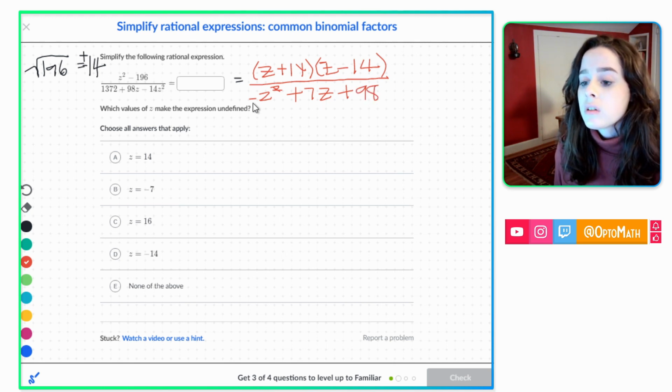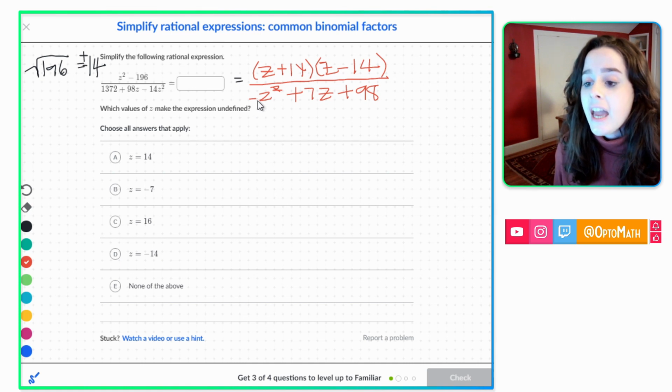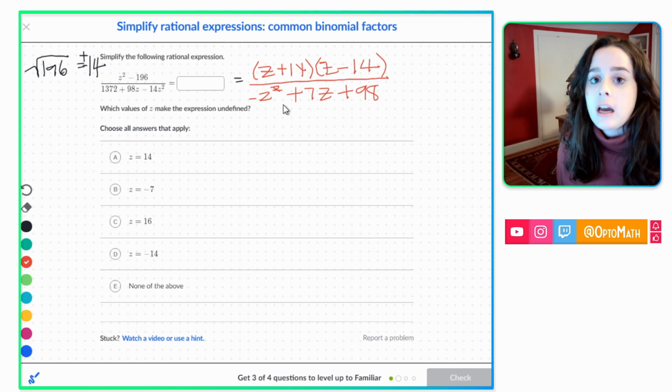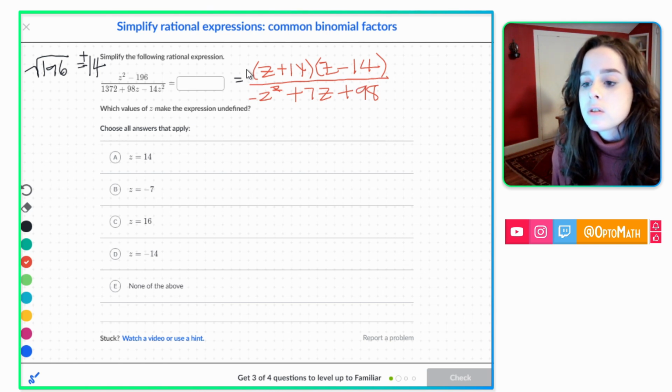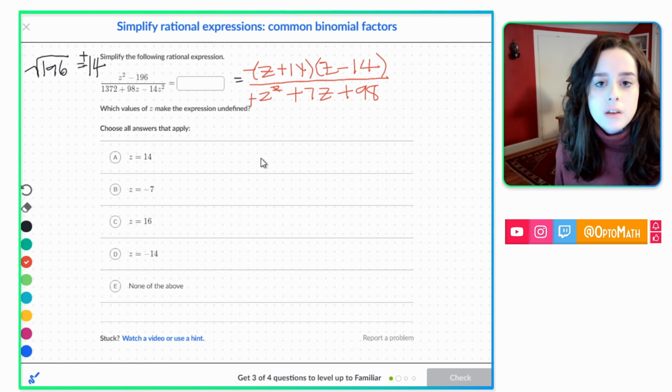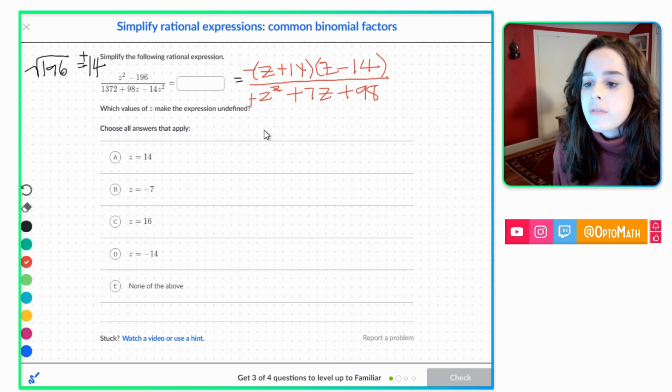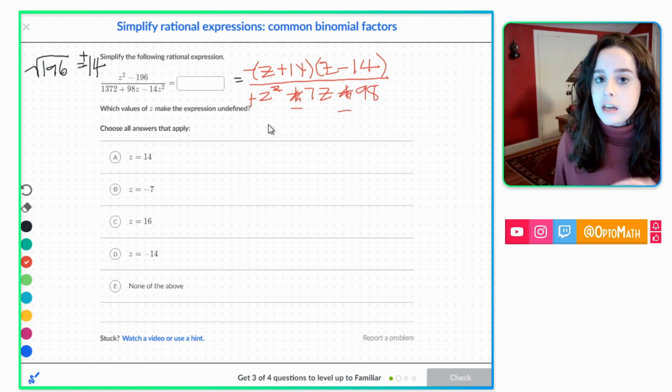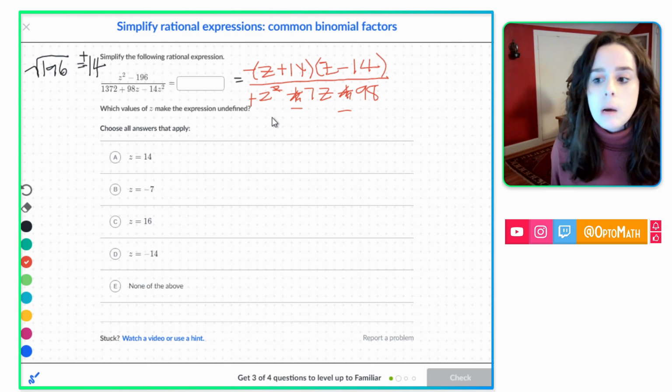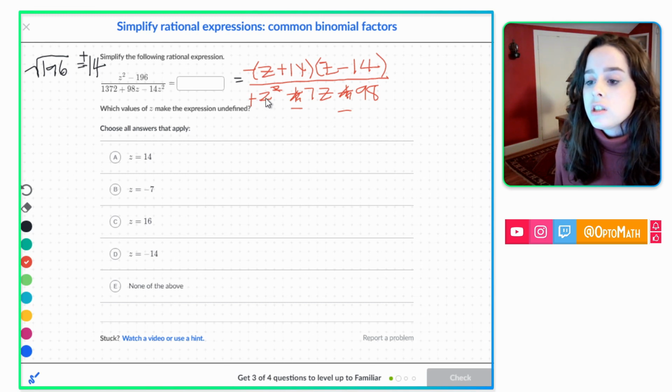Okay, so we really don't like the idea of having a negative on our z squared. So we can get rid of that if we just put our negative up top. So if we put it up top and call that a plus, it works. But we have to change the sign of everything to make it work, because we just removed the negative from the whole entire denominator. So now we're going to factor z squared minus 7z minus 98.